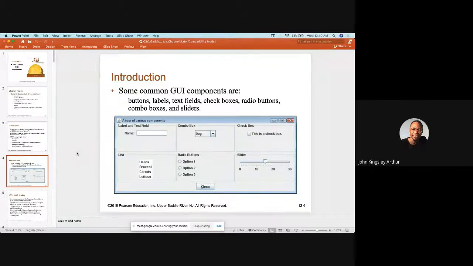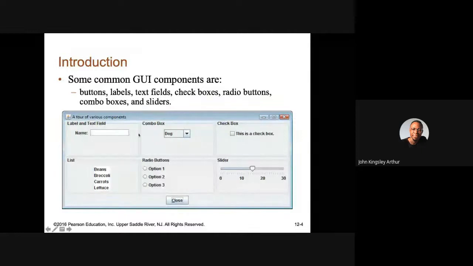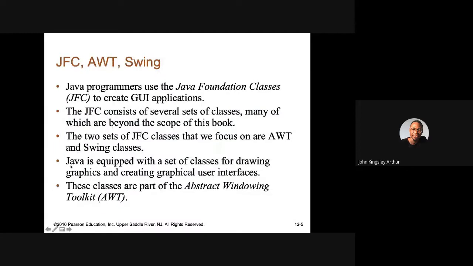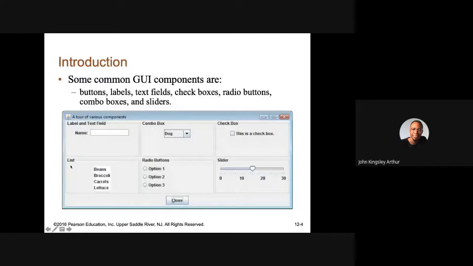In Java, we are able to create graphical user interfaces. In creating these graphical user interfaces, we are going to rely heavily on some very common graphical user interface components, such as the labels, the text fields, together called the text box. And we could also use the combo box.